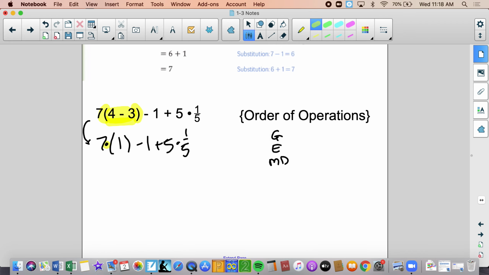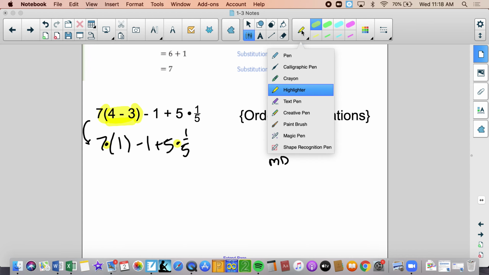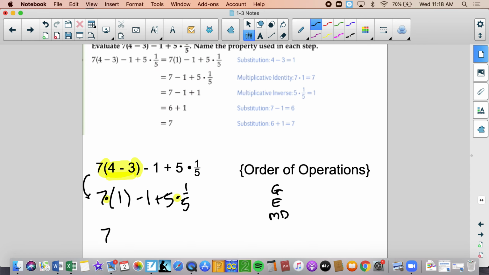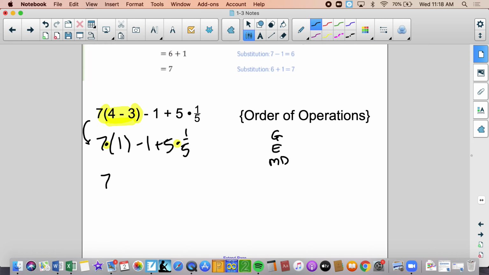We have multiplication here, and we have multiplication here. Which one would we do first? The left one. We're going to do it left to right. So we do 7 times 1. 7 times 1 is the multiplicative identity, right? What do we multiply by 1 to get that same number? So we see in the description multiplicative identity. So we would use that property to move to the next line.